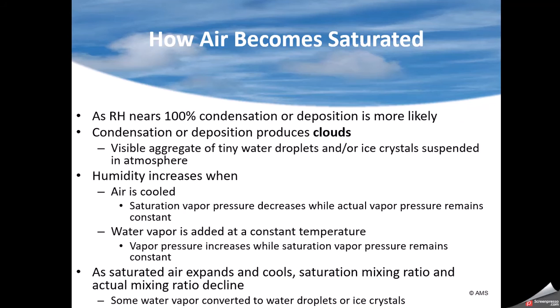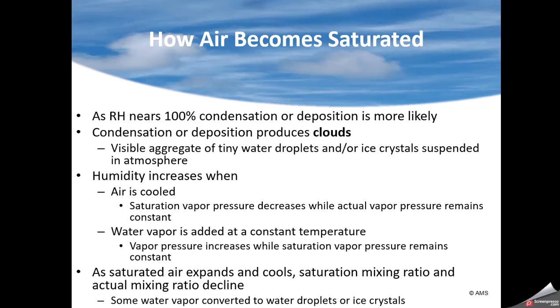So you need an RH near 100% to cause condensation or deposition in a cloud. So this is the aggregate of water: tiny water droplets or ice crystals suspended in the atmosphere. So we know that humidity increases when air is cooled. If you raise the air up, saturation vapor pressure is going to drop and you're going to get closer and closer to 100% relative humidity and eventually form clouds.